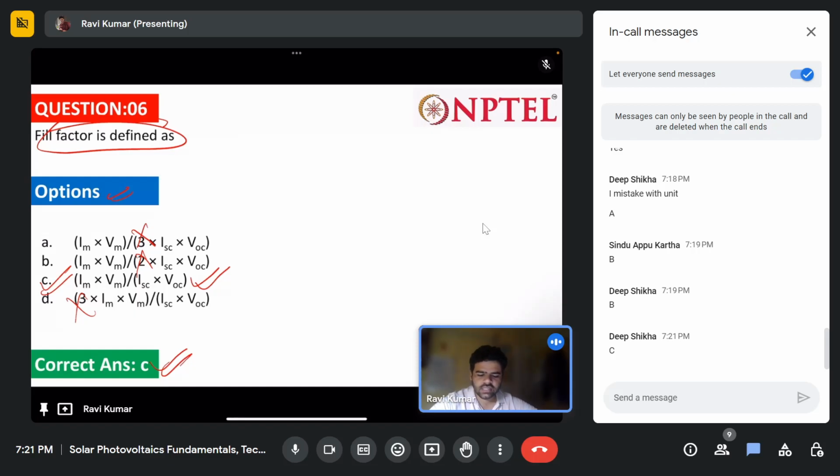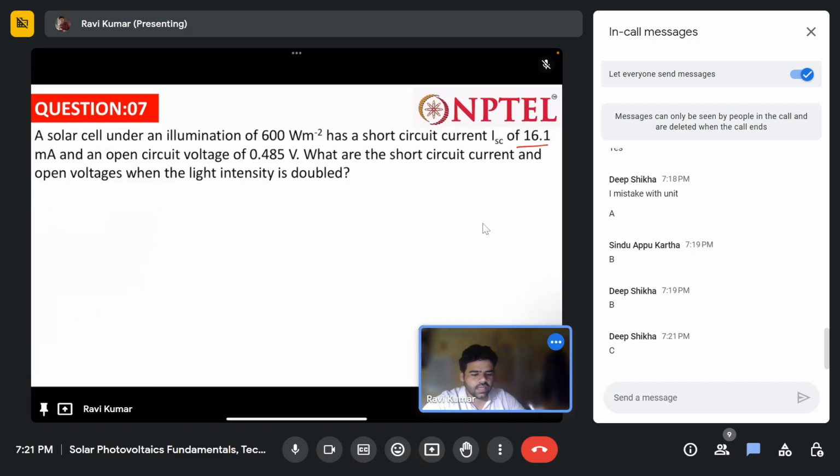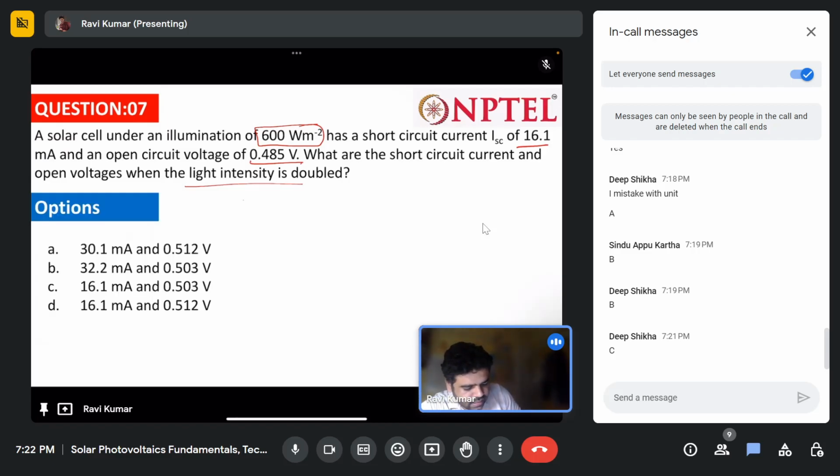Next question. It says a solar cell under illumination of 600 watt per meter square has a short circuit current of 16.1 milliampere. At this illumination it has this short circuit current and this open circuit voltage. What are the short circuit current and open circuit voltage when light intensity is doubled? These are the options. So we can say condition 1, condition 2.